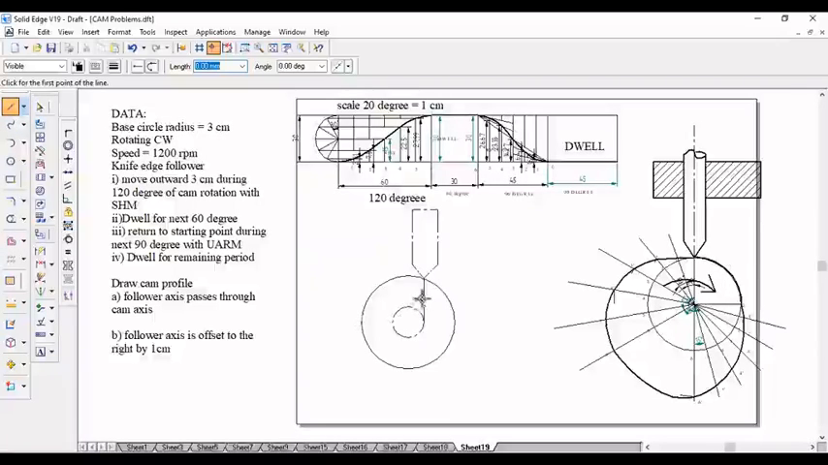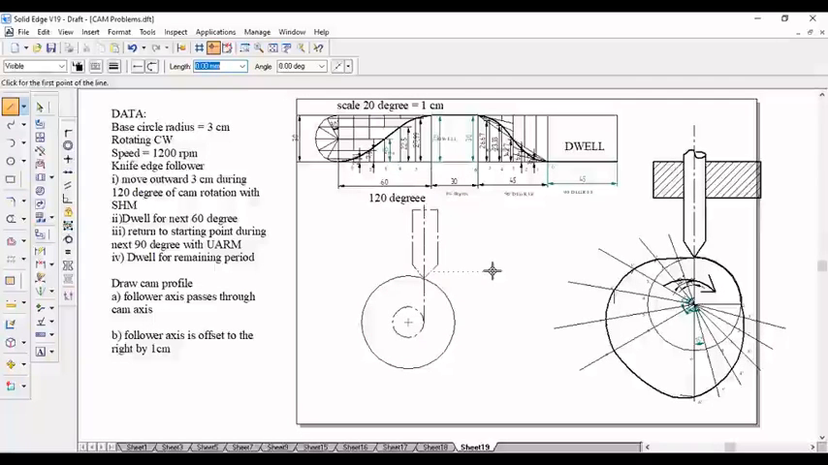Okay. Now you got to know this is the cam axis, right? The distance from this cam axis to the follower axis, this will be the follower axis. This is the follower axis and this is the cam axis. The distance between these two will be 1 centimeter. Okay, this condition is satisfied here.